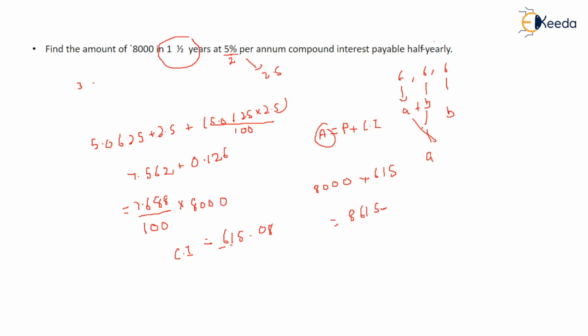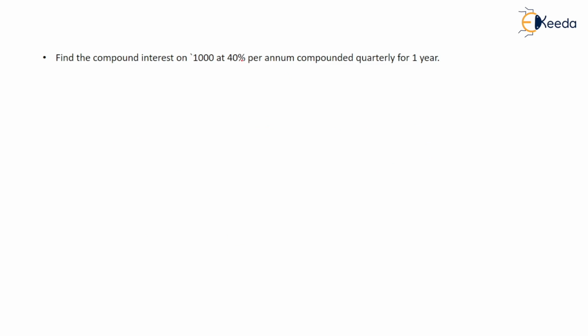Okay, next question. Find the compound interest on 1000 at 40% per annum compound quarterly for 1 year. Now I told you quarterly, right? So quarterly means what? 1 quarter is 3 months, right? So this is yearly. So quarterly means there are 4 quarters in a year. So per quarter is how much? 10% per annum, right? Now you can find out, that is, let A be 10 for first quarter, B 10 for second quarter, right? You have C 10 for third quarter, and D 10 for fourth quarter, right?